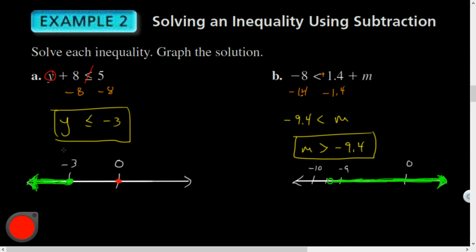That's a good move. You also could have tried a check with like negative 4. Negative 4 plus 8 would have been positive 4, which is less than or equal to 5, if you don't like that weird double negative thing.